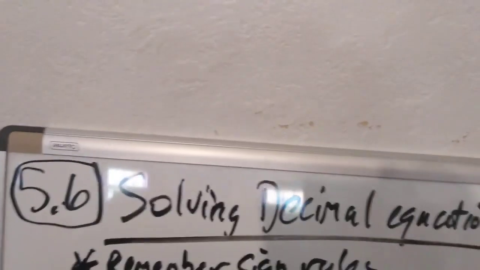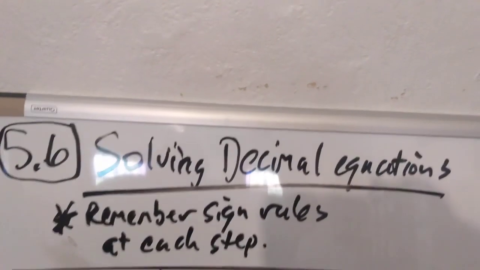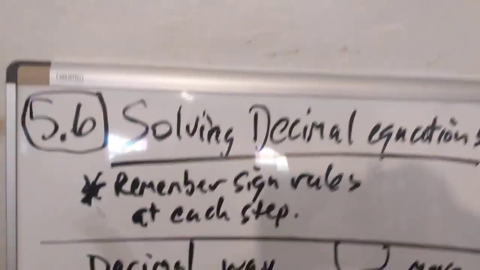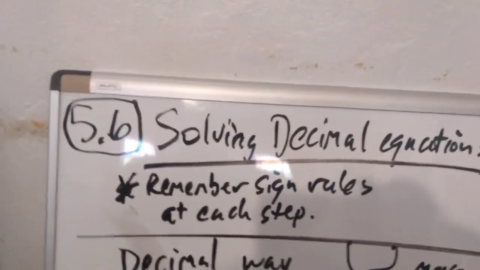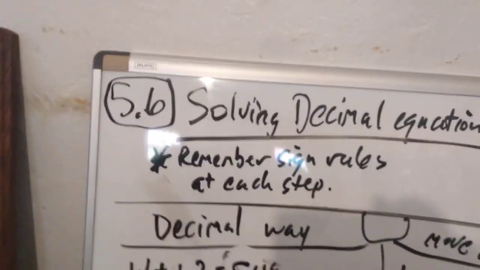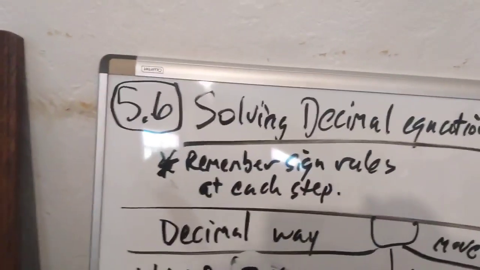Anyway, having said that, I'm online with my lectures. So my Math 20 students, this is for you. 5.6, solving decimal equations. That's what we're on right now. Remember your sign rules at each step. That's always important: your signs when you multiply, divide, add, and subtract. Know the sign rules we talked about from chapter 2.